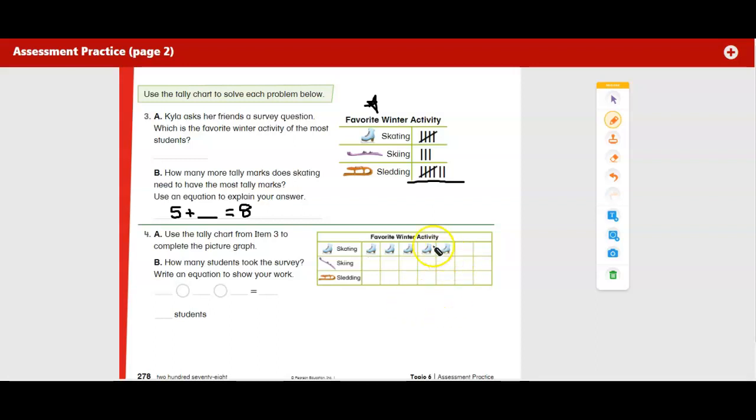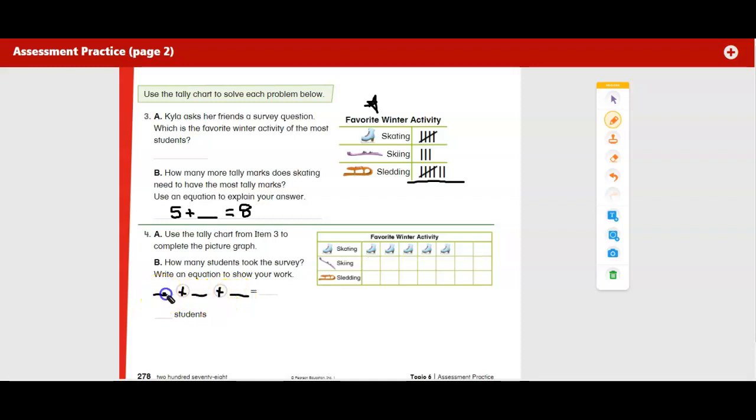Once you have finished writing the total number in our picture graph, it wants you to answer how many students took the survey. You can fill in this equation here to show your answer. Since we are wanting the total number, we know that we are going to be adding. We are going to be adding 3 numbers together. When you see here, we have 3 different categories. You can use the tally chart or the picture graph to add up all of the numbers.